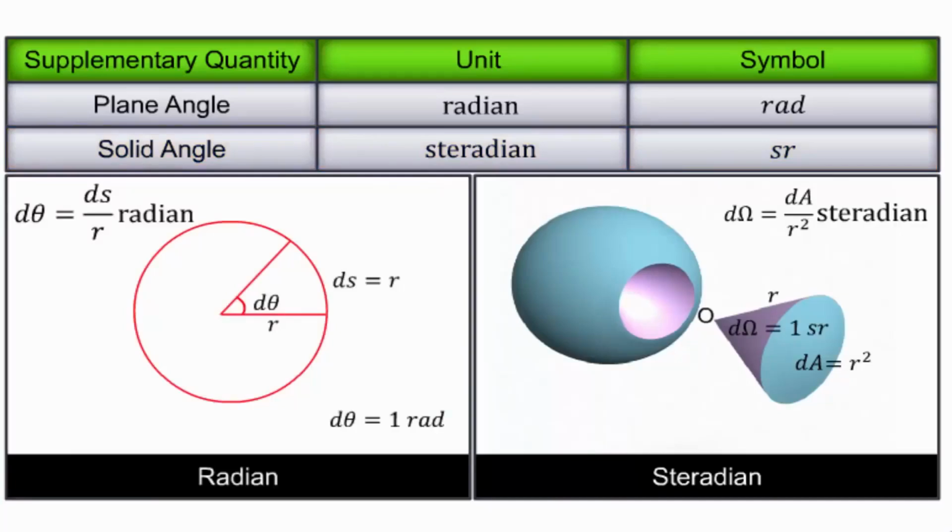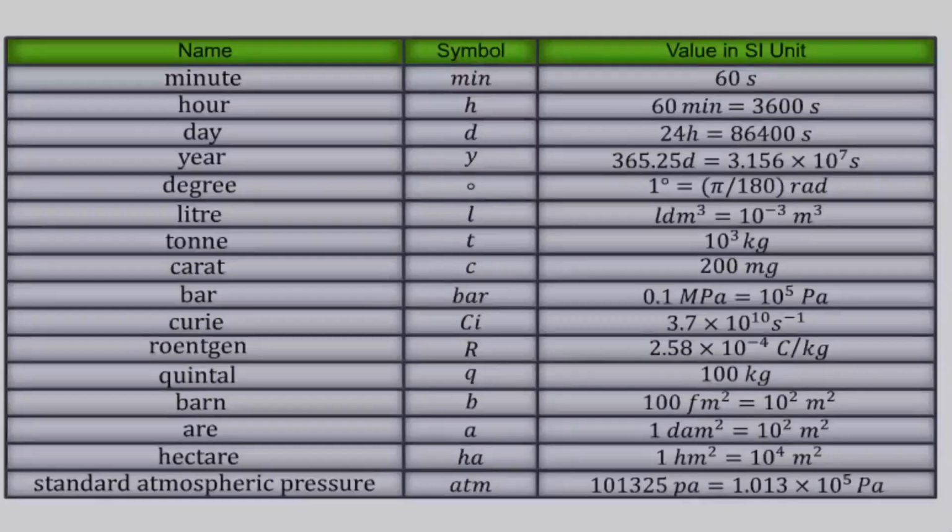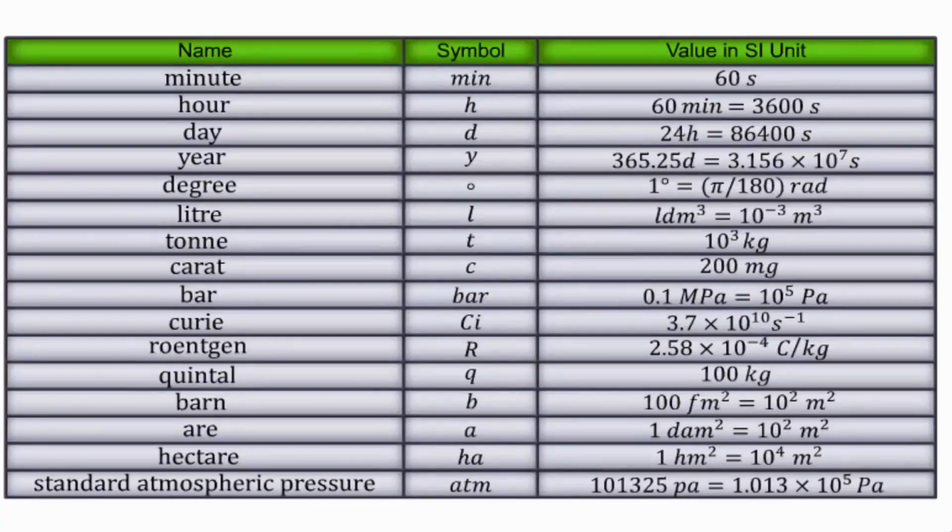SI also retains some units from earlier systems for general use. They are minute, hour, day, year, degree, liter, ton, carat, bar, curie, roentgen, quintal, barn, hour, hectare, and standard atmospheric pressure.